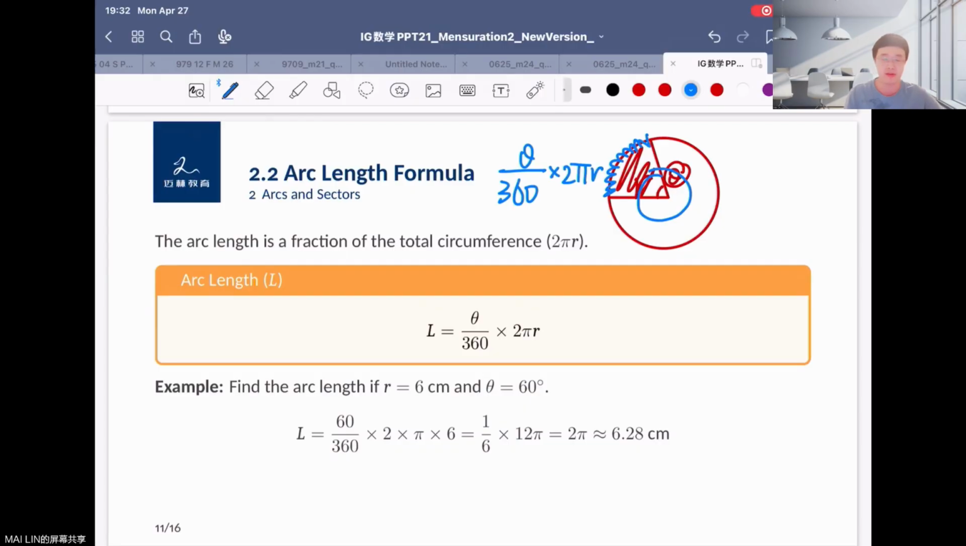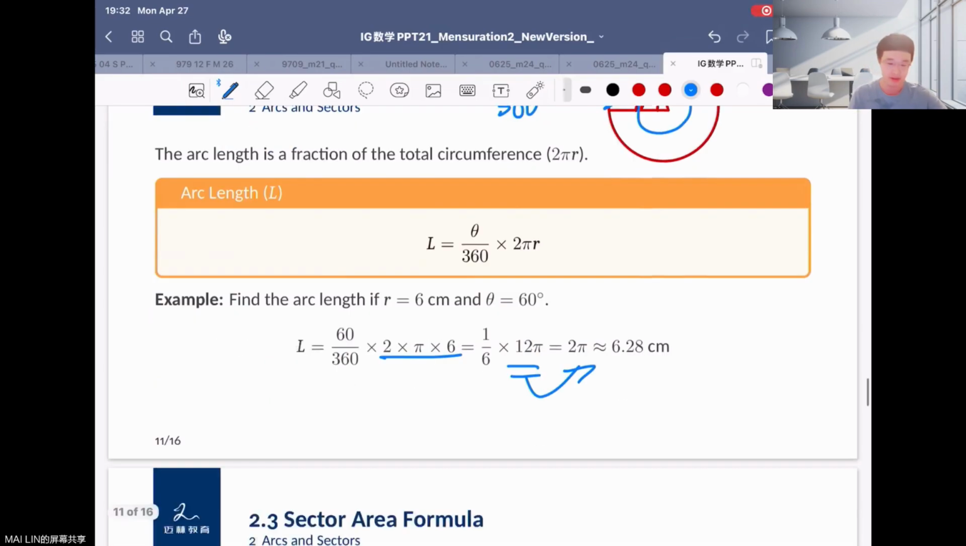Here's an example: we have the radius equal to 6 centimeters and theta equal to 60 degrees. We can use the formula: 60 degrees over the total angle, 360 degrees, times 2 pi times the radius, which is 6. So the length is 1 over 6 times 12 pi. Finally, it equals 2 pi. We can let pi equal 3.14, and putting it in, that is 2 times 3.14, which is 6.28 centimeters. That is the arc length here.